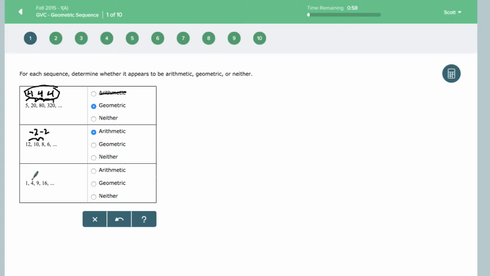Okay, and the last one. If we subtract it, we see the difference is 3. If we subtract it, the difference is now 5. So it can't be that one. It's not going to be arithmetic. Let's find out if it's got a common ratio. 4 divided by 1 is 4. 9 divided by 4 is not 4. So it is not geometric either, which makes it neither. And that's how you do that first problem.